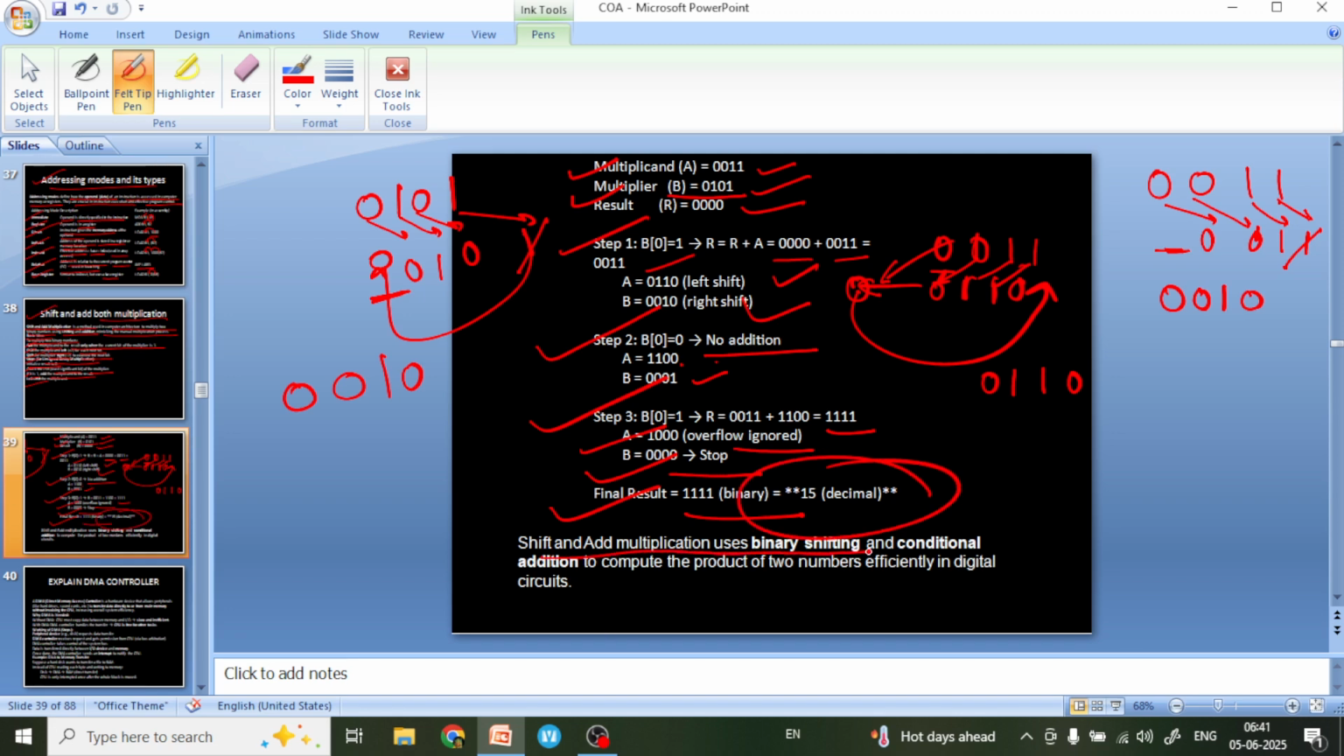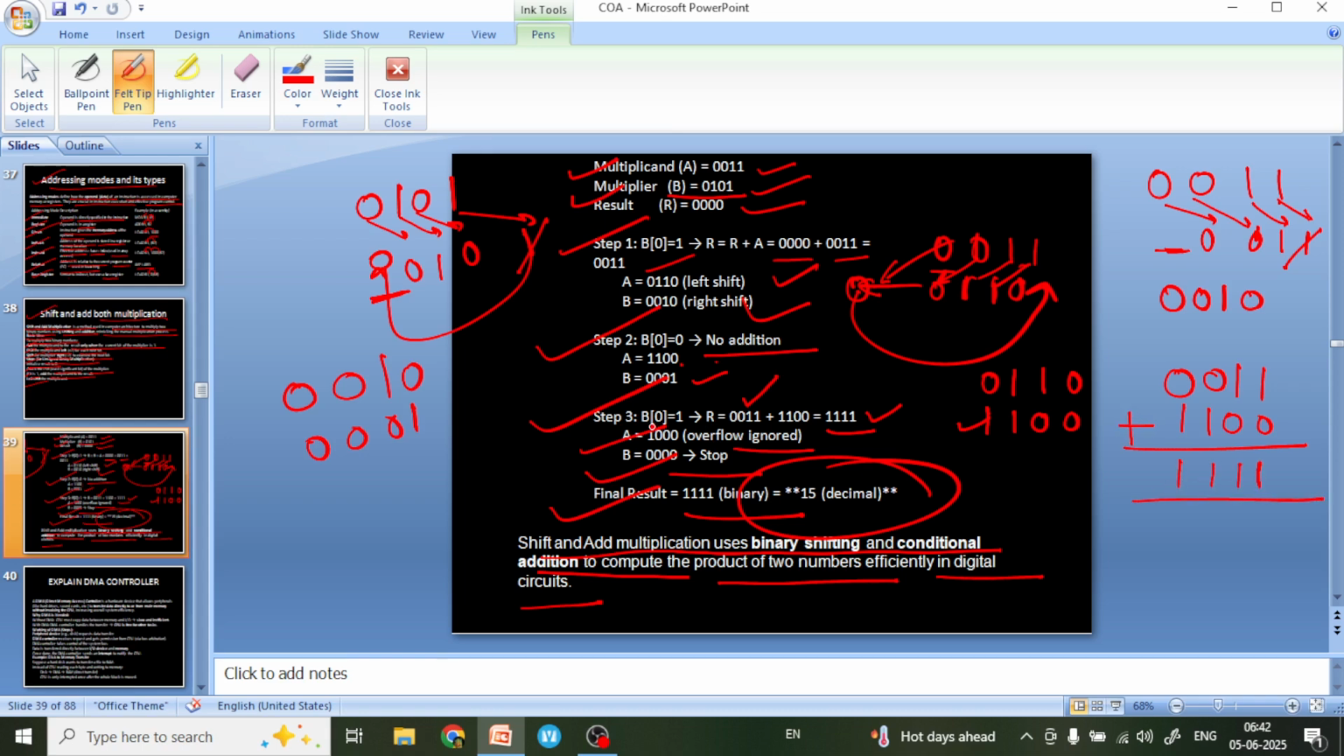Shift and add multiplication uses binary shifting and conditional addition to compute the product of two numbers efficiently in digital circuits. You can see 1000, this is the right shift, and this is the left shift, 1100. This is in step 2, and in step 3 we take the original value, 0011, and its left-shifted value, and add them. 0011 is the original value, and after left shifting twice we get a new number, and adding gives 1111. This is your step 3 number.